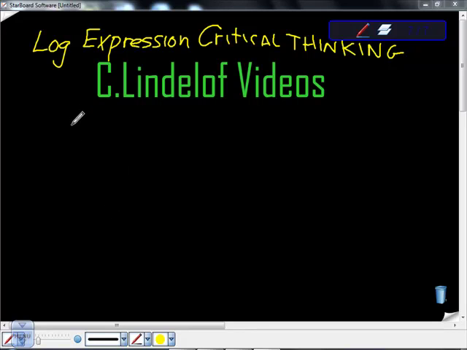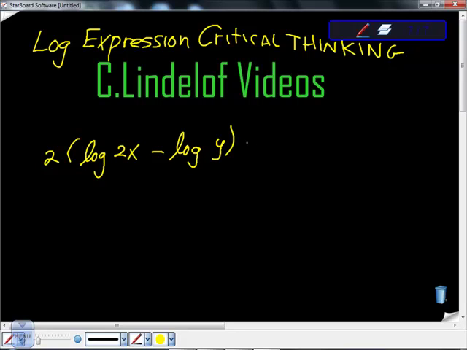So if I'm asked to condense this logarithmic expression, 2 log 2x minus log y minus log 3 plus 2 log 5. Let's see if we can do this.